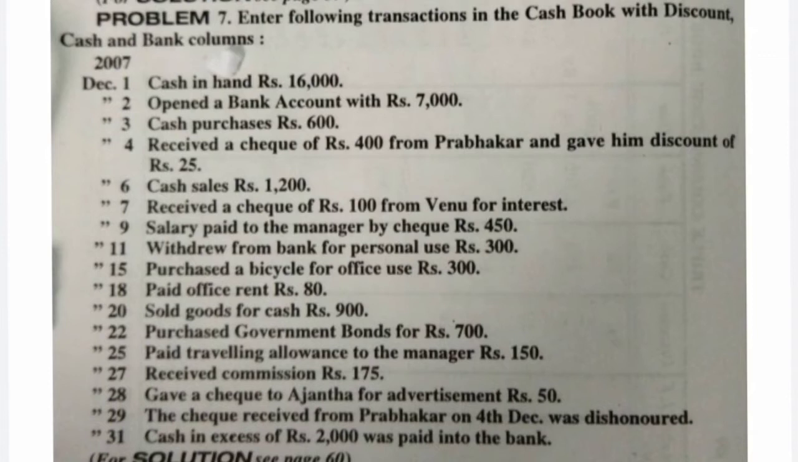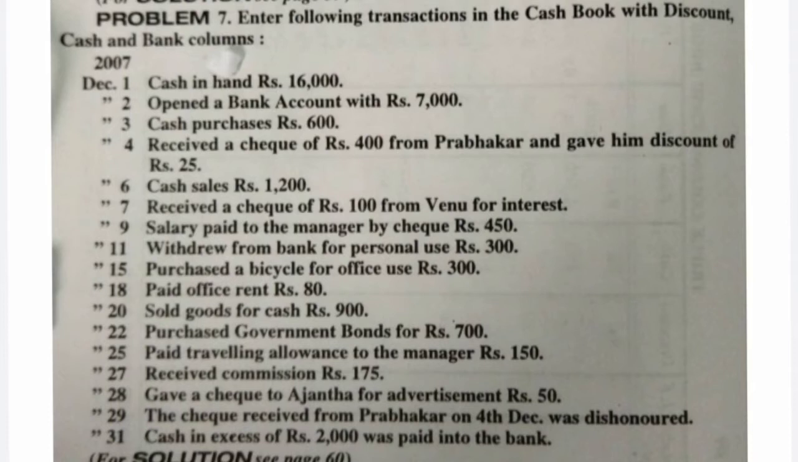Next, the check received from Prabhakar on 4th December was dishonored. We received the check from Prabhakar on 4th December for rupees 400 and we allowed him discount. So on receipt of the check, we recorded the entry: bank account debit, discount allowed account debit 25, to Prabhakar account. Now we need to reverse this entry.